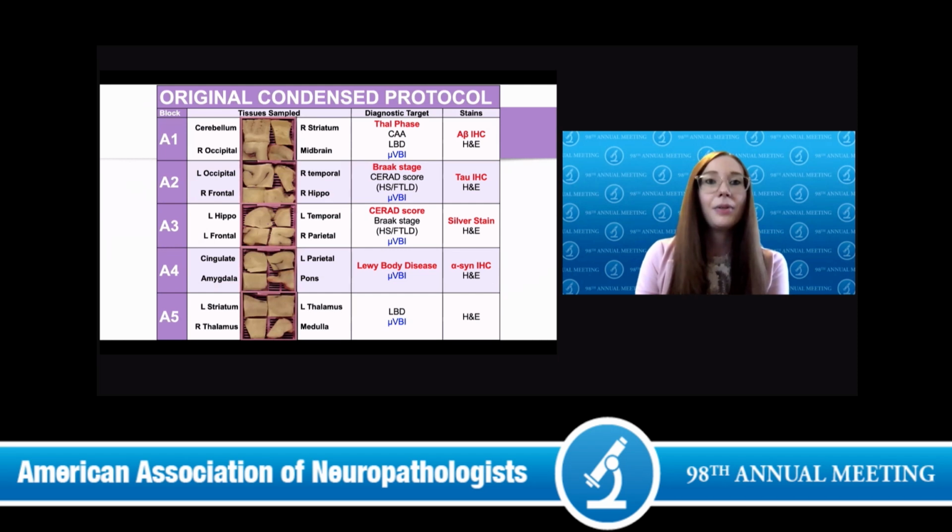So this is just to refresh everyone's memory from what the original condensed protocol was. As you can see here, we took the approach of putting 4 smaller tissue pieces into a single cassette with a main target for each cassette highlighted in red. So for example, cerebellum, occipital cortex, specifically including the depth of the sulcus to help us assess for cerebral amyloid angiopathy, in addition to striatum and midbrain, and the Thal phase here is the main target with other targets listed below. And as you can see, we have this for Braak stage, CERAD score, and Lewy body disease.